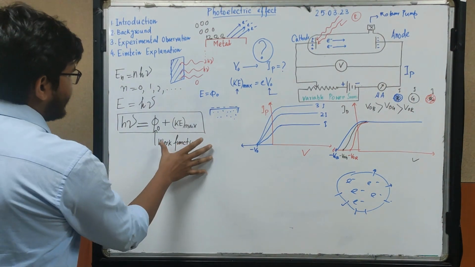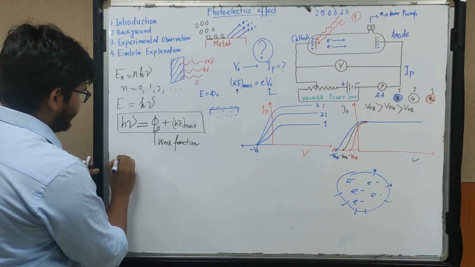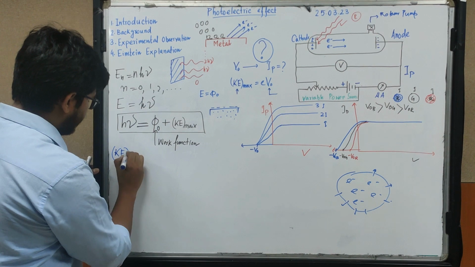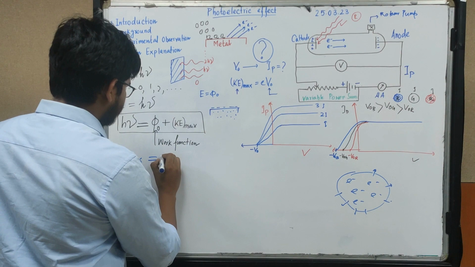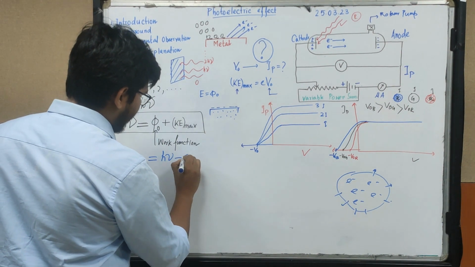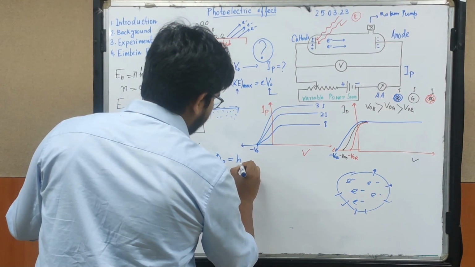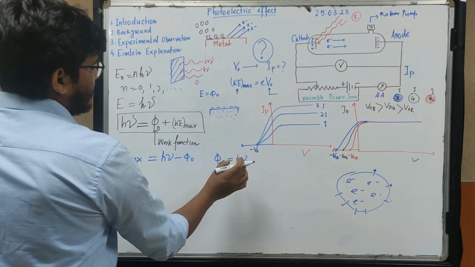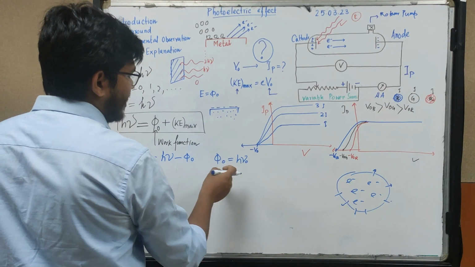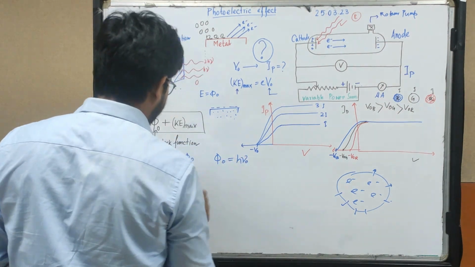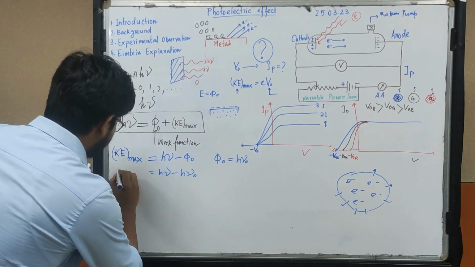So now what are the other forms of this equation? You can rewrite this equation as kinetic energy max is equal to h nu minus phi 0. Now what is phi 0? Phi 0 can be written as h nu 0. So nu 0 is some cutoff frequency, so there will be some minimum energy that is required to free the electron. So this is h nu 0. So you can put in this equation h nu minus h nu 0. This is your kinetic energy max.